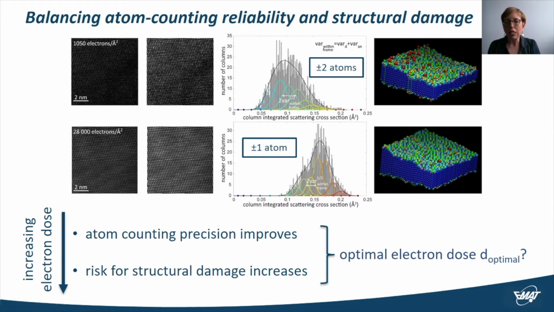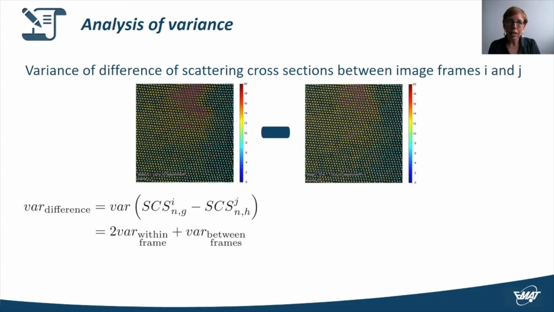When further increasing the electron dose, one can imagine that the atom counting reliability improves, but on the other hand, the probability for structural damage will also increase. And the question is then how to optimize the electron dose. And therefore, we developed an analysis of variance method. And if we want to investigate if there are structural changes as a function of time, then it is straightforward to look at changes in the scattering cross-sections between 2 consecutive image frames.